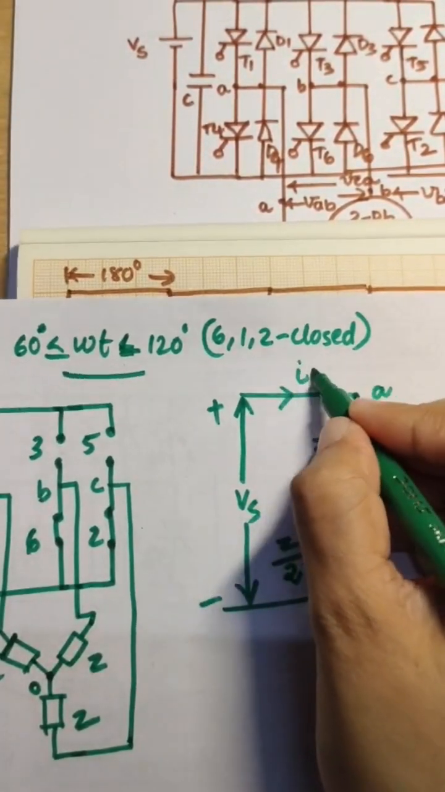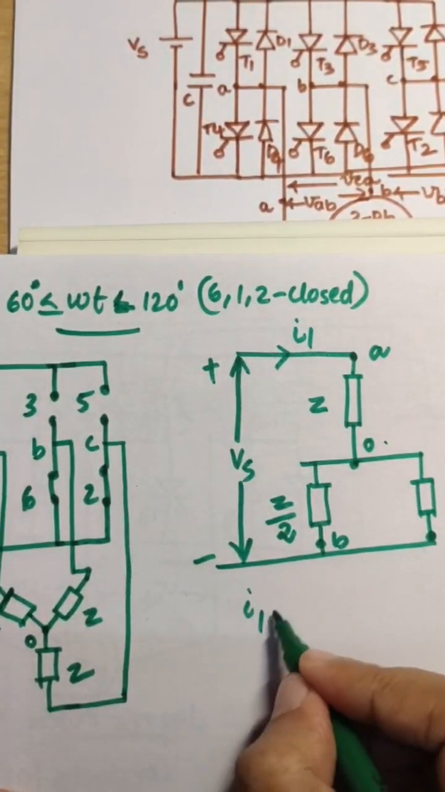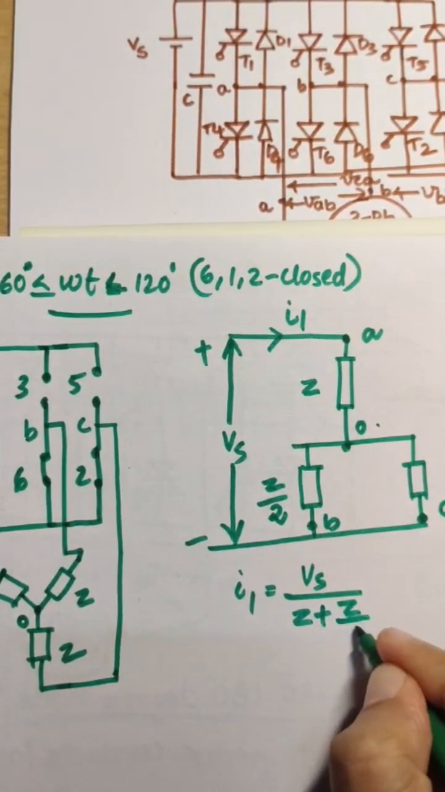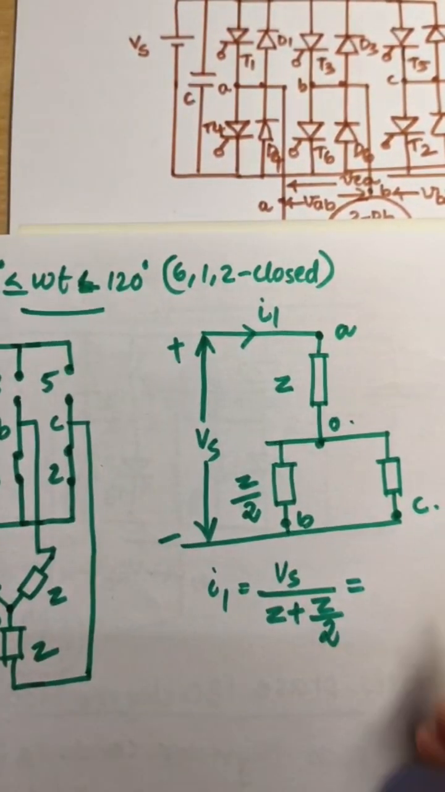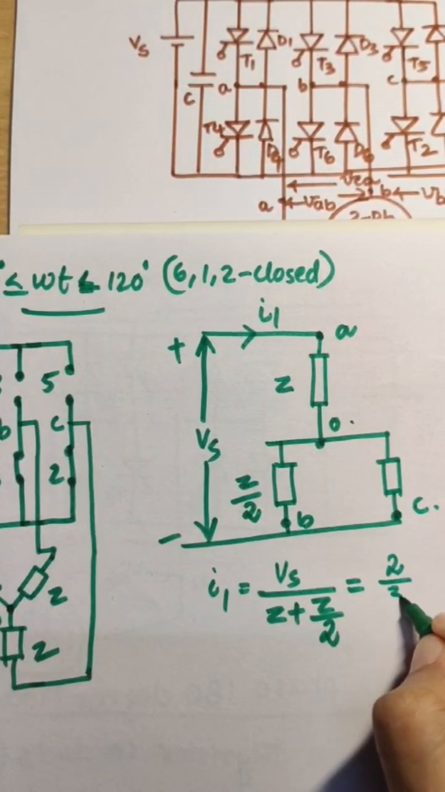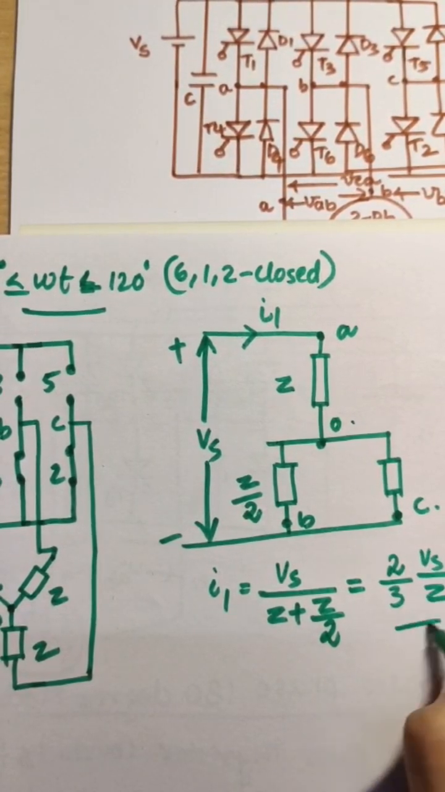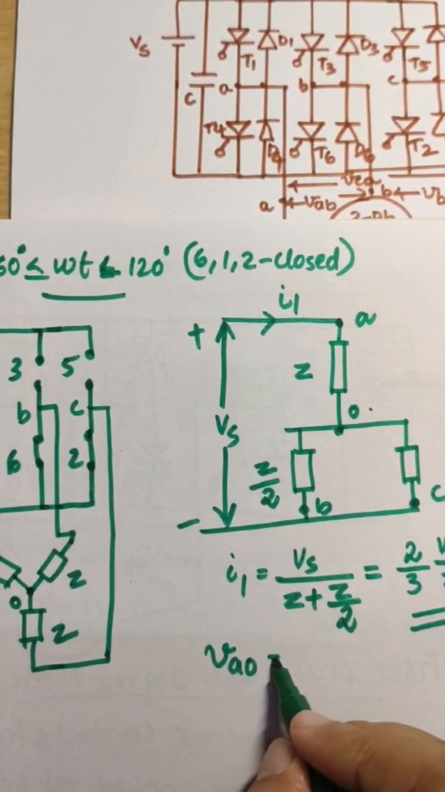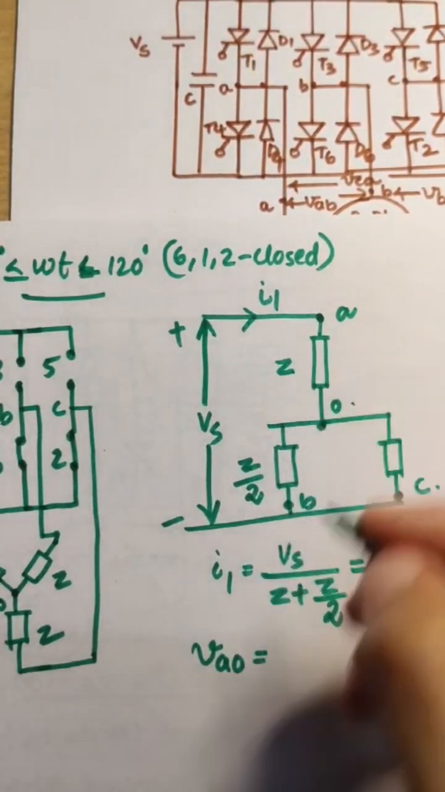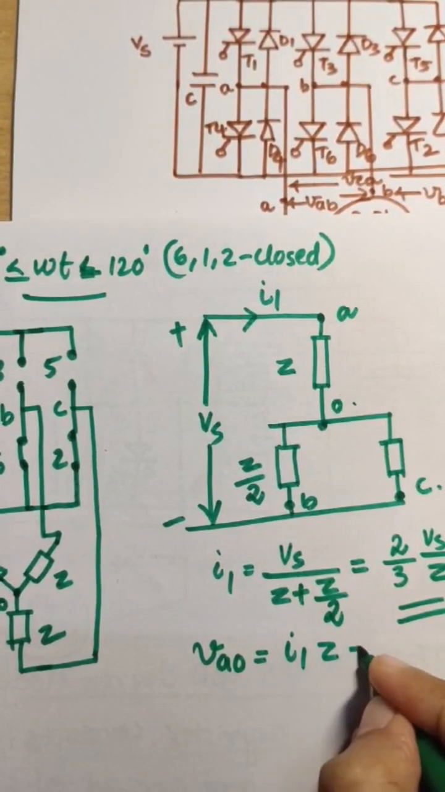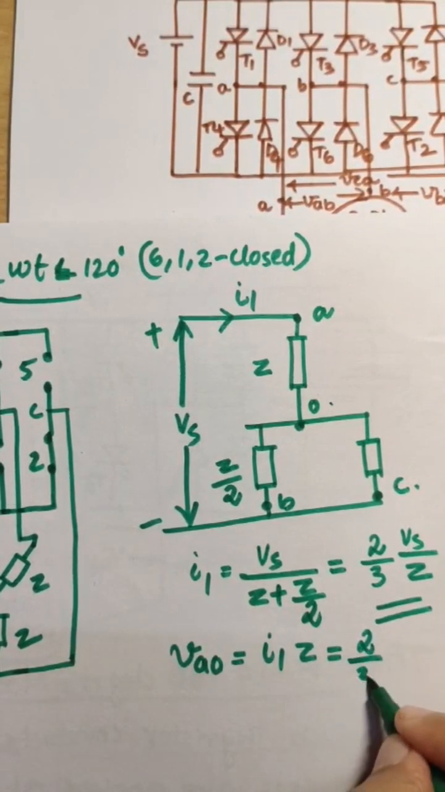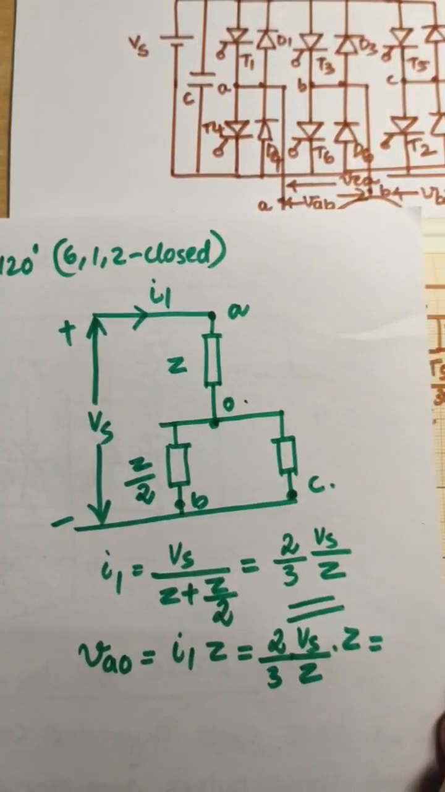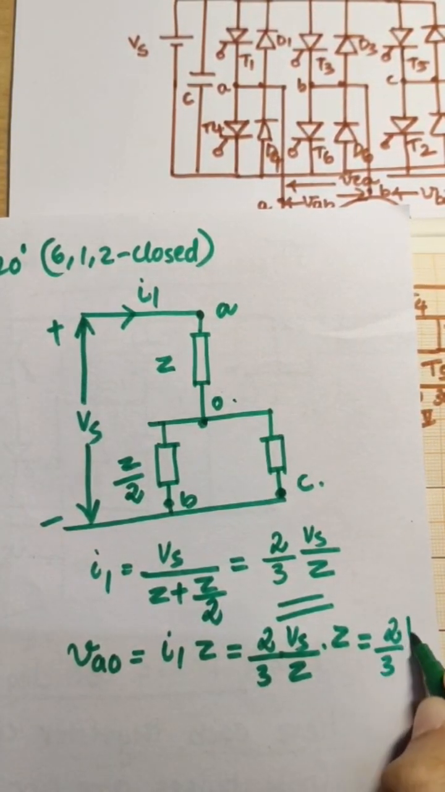Now we need to find the current through the network. I1 is equal to Vs divided by Z plus Z by 2, which is equal to 2 by 3 Vs by Z. Then we need to find the line to neutral voltage, that is VAO. VAO is equal to I1 into Z, which is equal to 2 by 3 Vs by Z into Z, which is equal to 2 by 3 Vs.